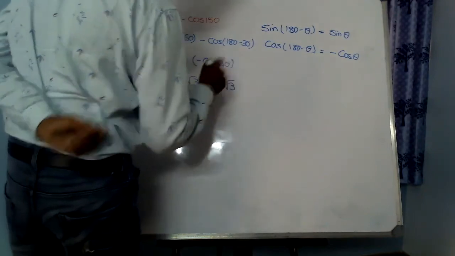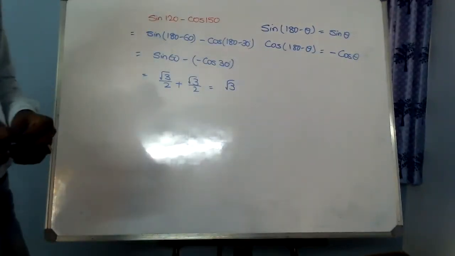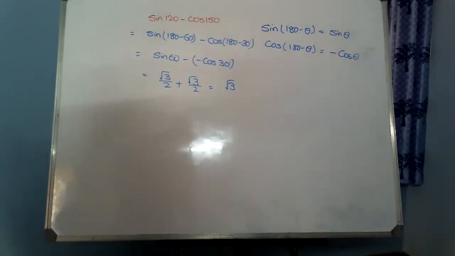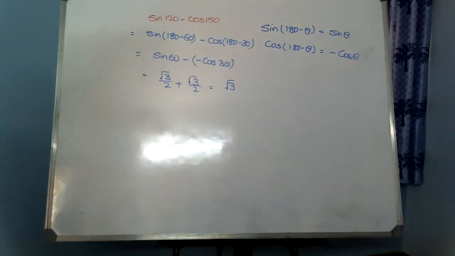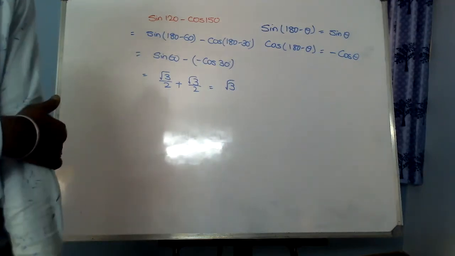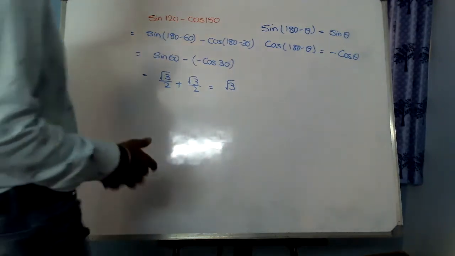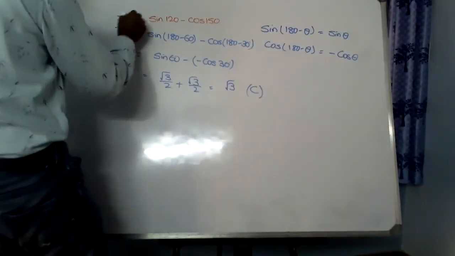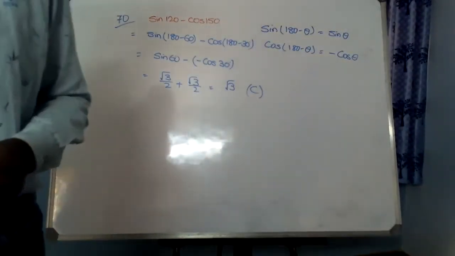Just root 3, right? Your LCM will become 2, numerator will become 2 root 3 by 2. So 2 root 3 by 2 is nothing but root 3 only, and that is your option C for this question. Yeah, this was question number 70. Option C. We just did question number 70 now. Fine.